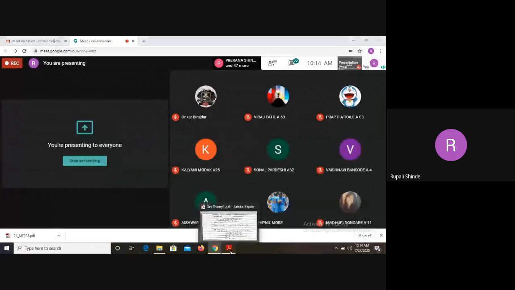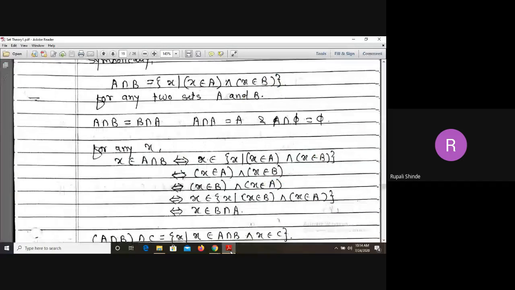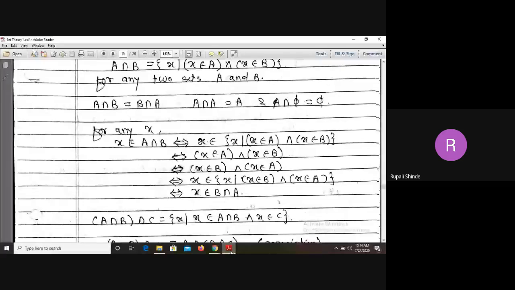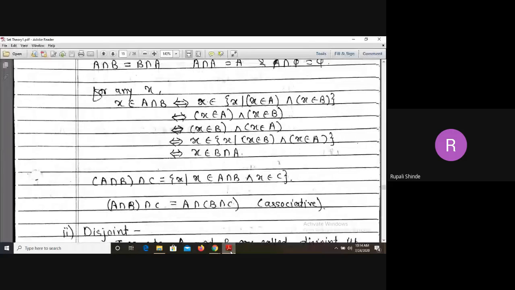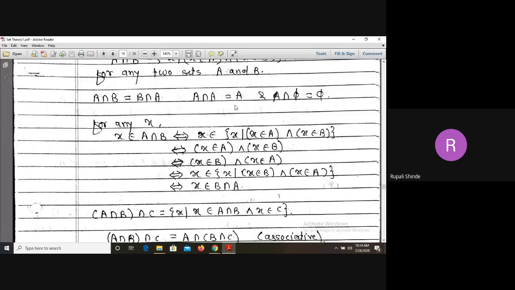Okay. Now, likewise, we have to prove this second statement, and that statement is A intersection A is equal to A. So, can anybody tell how we can prove this statement? A intersection A is equal to A. So again, for this one, we have to consider any element X. So for any X, we can write X belongs to A intersection A. Here we are going to consider LHS.